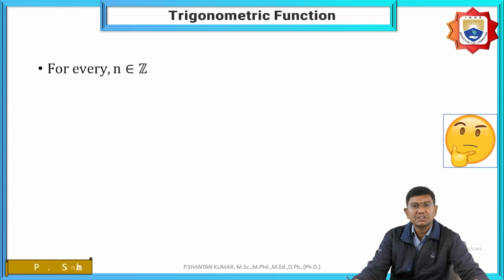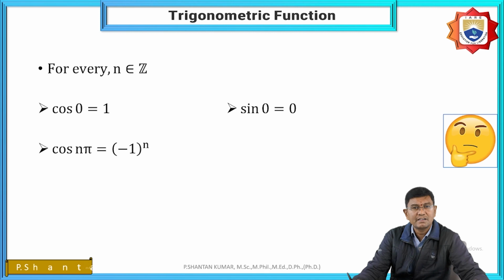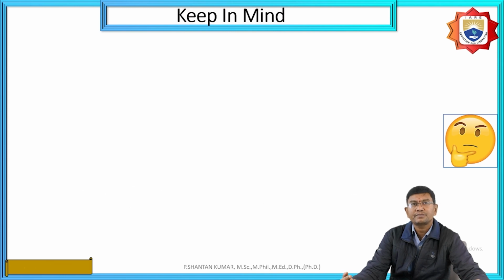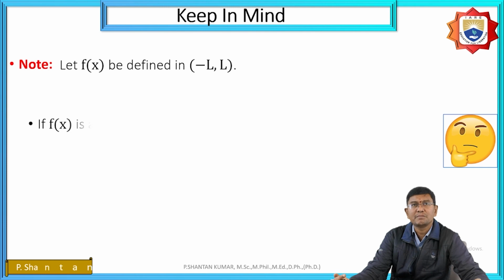And trigonometric functions: generally cos 0 is equal to 1 and sin 0 is equal to 0, and cos n pi is equal to minus 1 to the power n, and sin n pi is 0, and cos of (2n plus 1) into pi by 2 is equal to 0, sin of (2n plus 1) into pi by 2 is equal to minus 1 to the power n. We need to remember that these are also important.